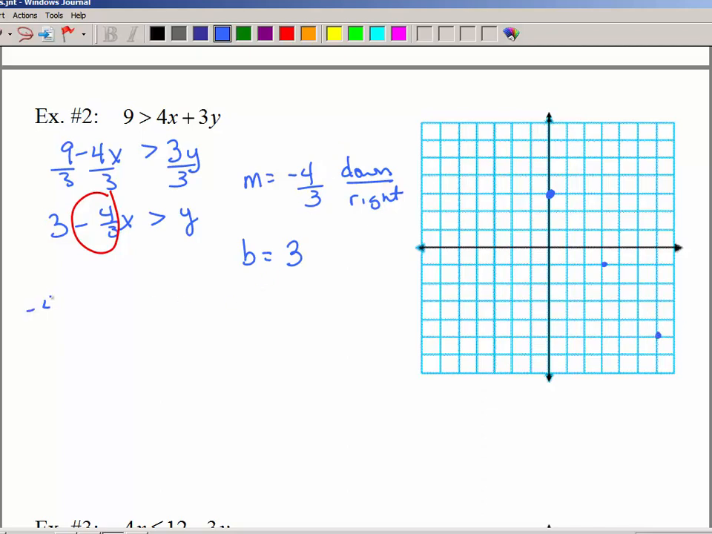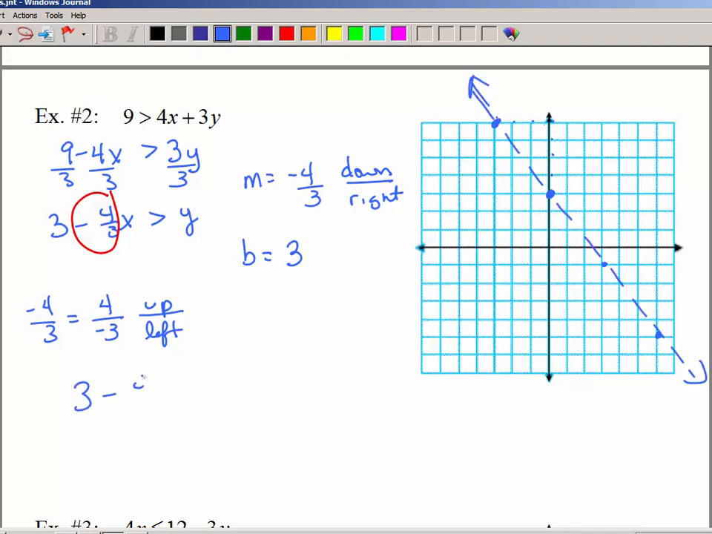Also, remember, negative 4 over 3 is the same as positive 4 over negative 3. So I could go up and left. 1, 2, 3, 4, and left 1, 2, 3. And notice those points are all in a line. And again, I'm going to use a dashed or dotted line because there's no equal to part.